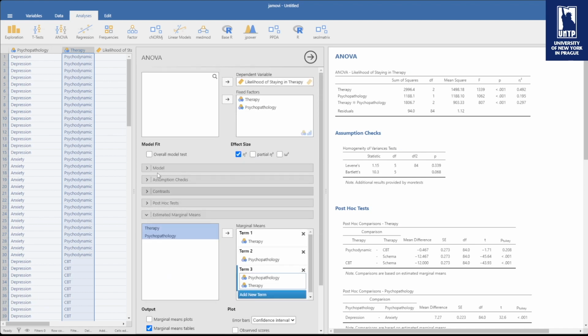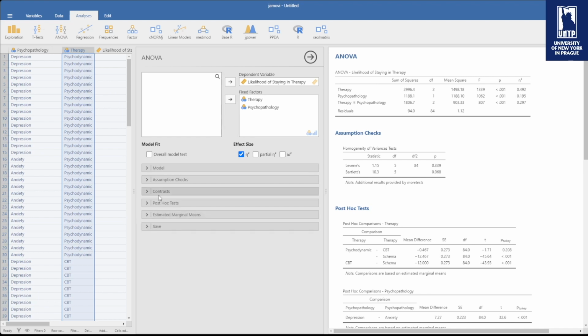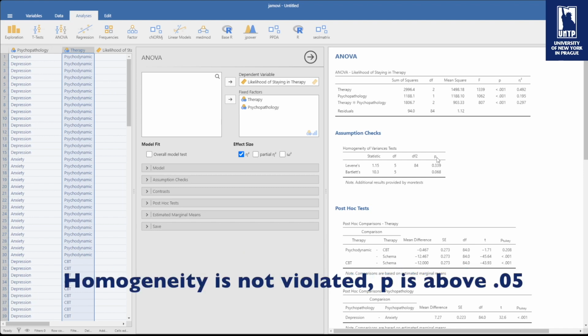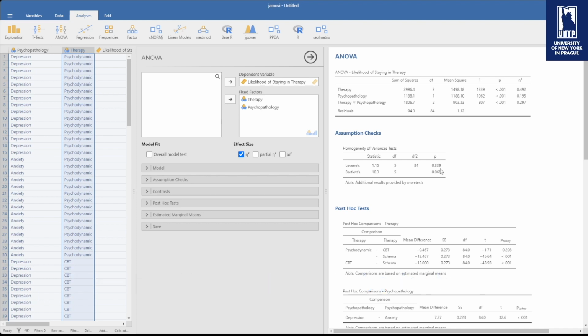Now, let us delve into our results. First of all, homogeneity. I will give you a few seconds. Is it violated or not? It is not violated, in as much as p is above 0.25.